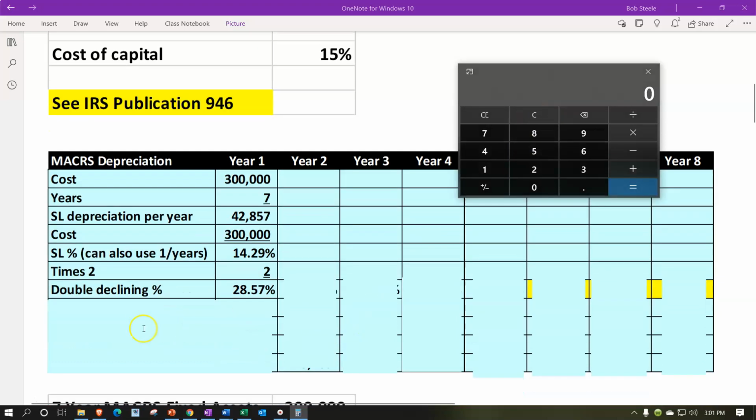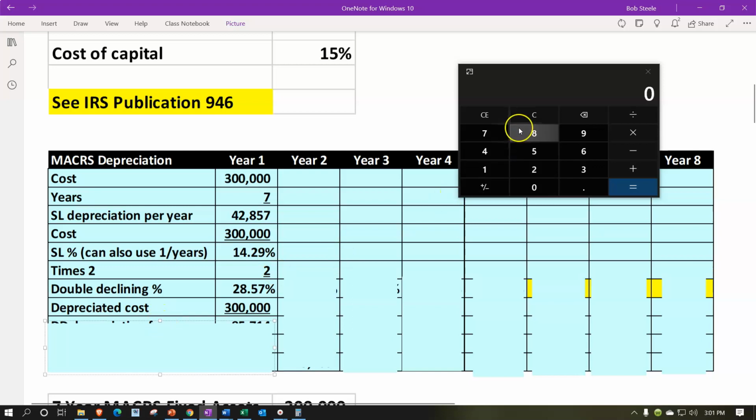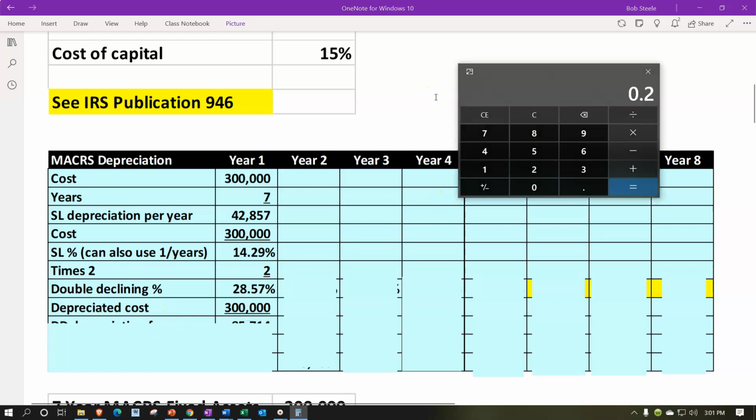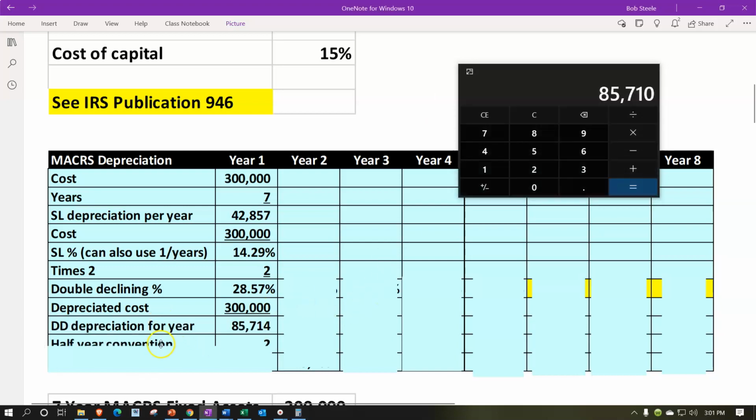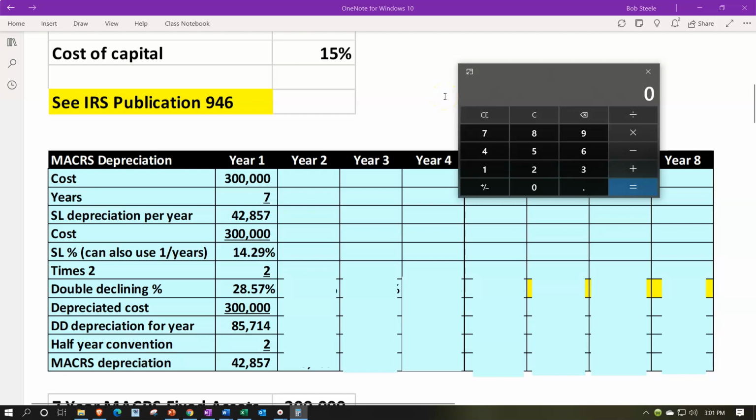So we got the 28.57%, and then if we multiply that times the 300,000, this is the 0.2857 about times the 300,000, we get about the 85,710, and again, note that there's rounding there, that's why we got the 85,714. And then we're going to take the half-year convention. This would be the rate if we use double declining. And then, of course, we have the half-year convention, assuming that even if we purchase this in January or December 31st, we purchased it in the middle of the year.